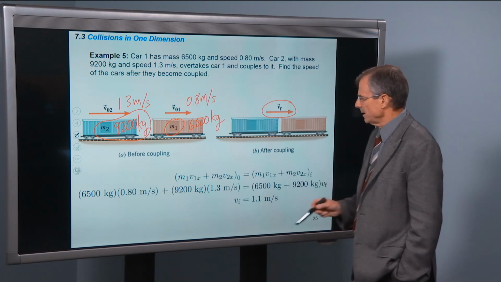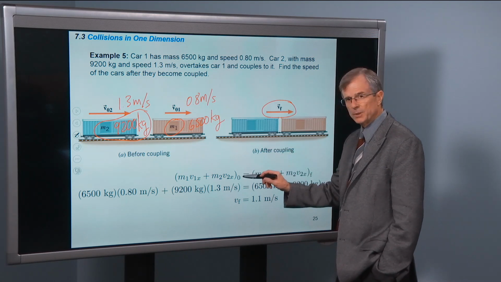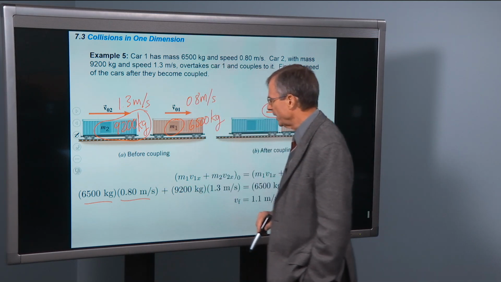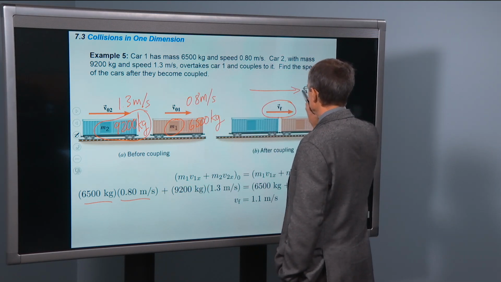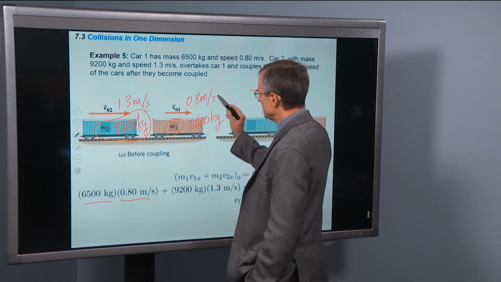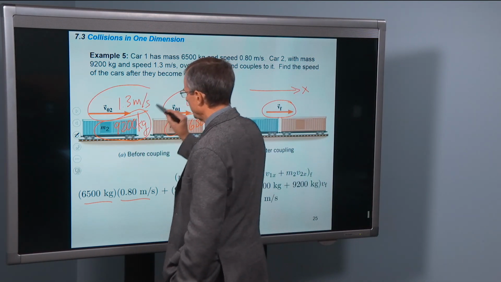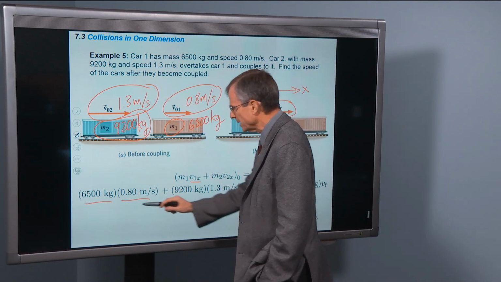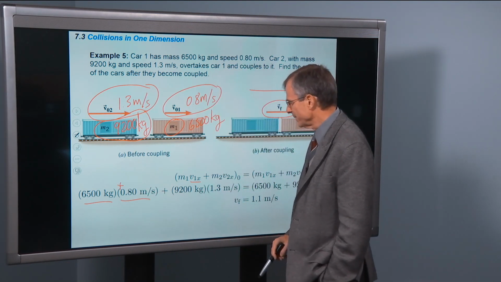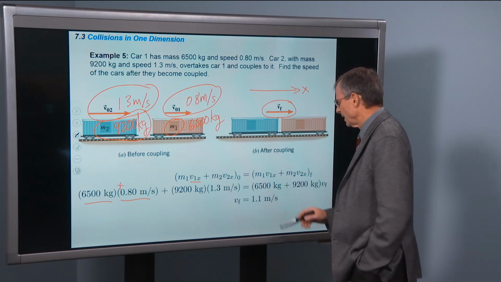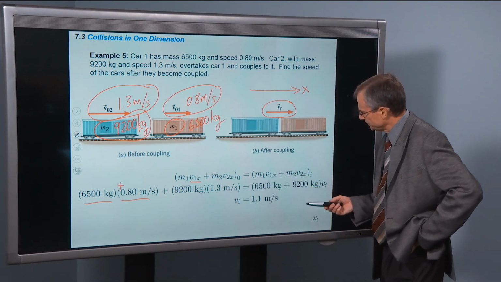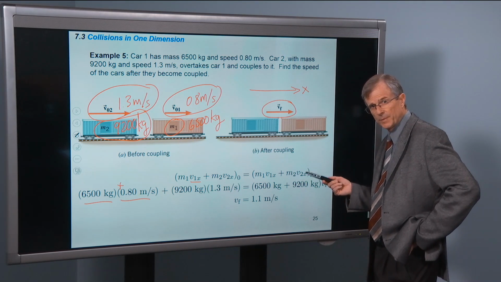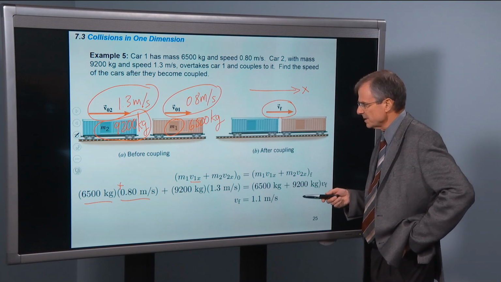Let's work it out. m1v1x plus m2v2x initially, well, car 1 is 6,500 kilograms, 0.8 meters per second. We're talking about the x direction being toward the right. So both of these have velocities in the plus x direction. Their components of velocity, v1x, are going to be positive. Plus 9,200 kilograms times 1.3. Then that's going to equal the final momentum of the system, assuming this is an isolated system.